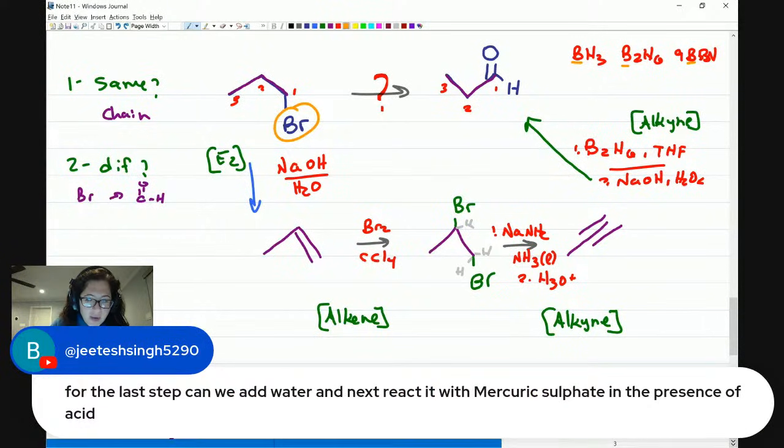For the last step, can we add water and next react it with mercuric sulfate? If you're using mercuric sulfate, you're going to get a ketone. That's a Markovnikov addition. Same everything, but Markovnikov versus here we want anti-Markovnikov, and that would give us a different molecule. But if the goal of the reaction was a ketone, then yes, that is what you're going to put.